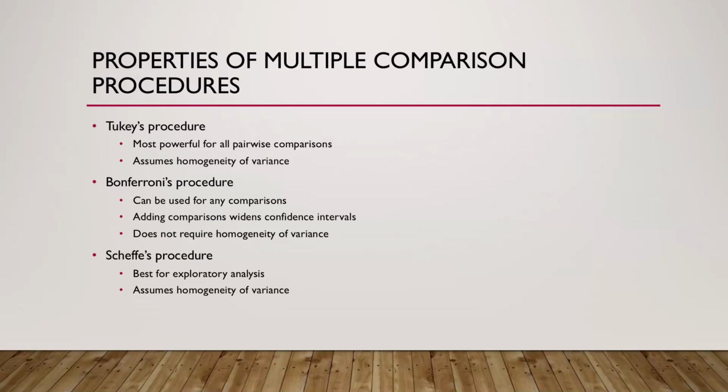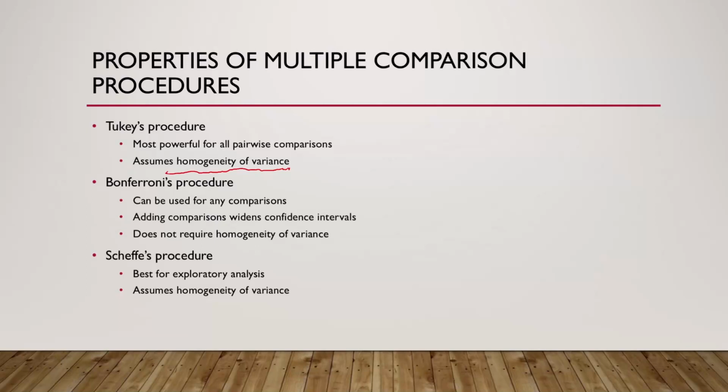I've already mentioned that Tukey's procedure is the most powerful for all pairwise comparisons. So if you're using Tukey's procedure, then you can go ahead and do all pairwise comparisons, but it does assume homogeneity of variance. Remember that we use MSE, that is the mean square error, for our variance from the omnibus, meaning that we're estimating it with all three groups, and therefore we're assuming that all three groups have the same variation. Otherwise, that would not be a good single estimate. We would need to have separate estimates.